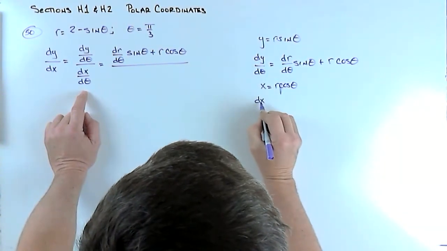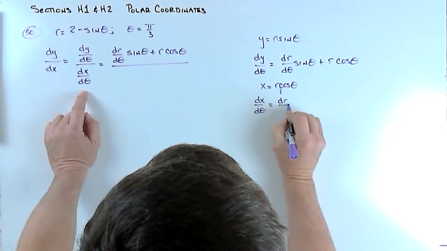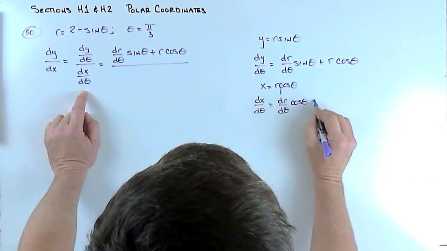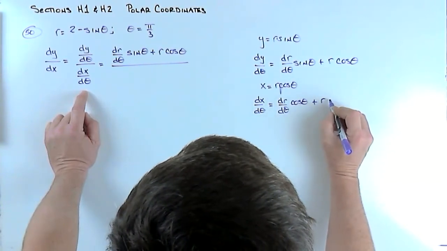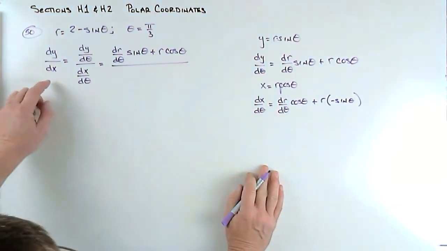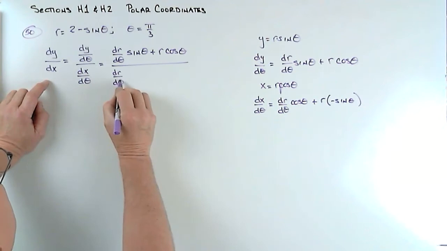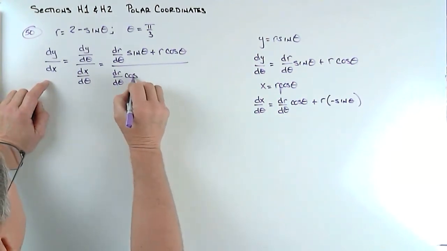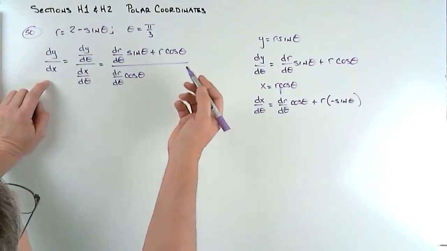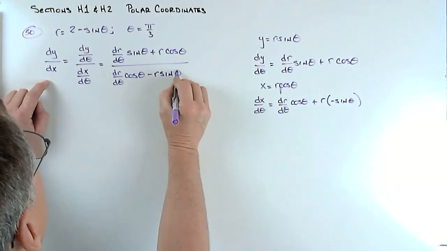So dx d theta is the derivative of r, that's dr d theta, times cosine, again product rule, plus r times the derivative of cosine, which is minus sine theta. So if you don't have this memorized, you can always take just a couple of minutes and write out, using the product rule twice, the formula for dy dx in terms of polar. Of course, this is minus r sine theta.